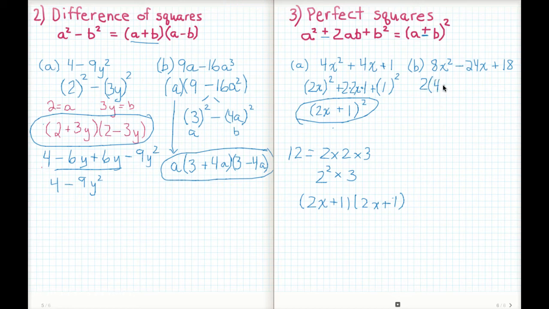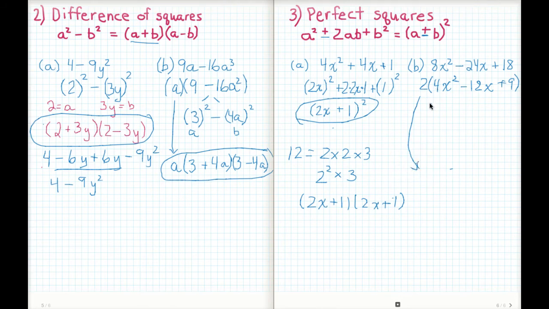Then I'm left with 4x squared minus 12x plus 9. And now I can go on to see if this can be factored further using the perfect square pattern. The 2 again just follows through and has to be remembered at the very end. I wanted to put an arrow on that.